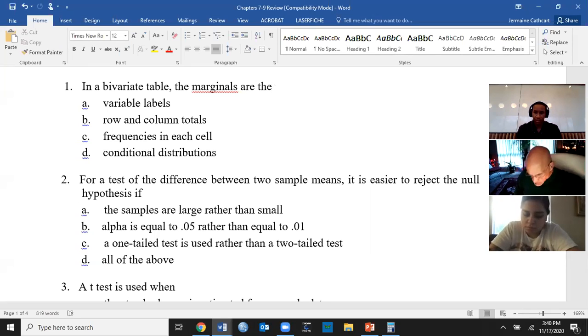And a one-tailed test is used rather than a two-tailed test. Now, can anybody remind me why it is the case that a two-tailed test is harder to reject the null than a one-tailed test? Does anybody remember why that's the case?